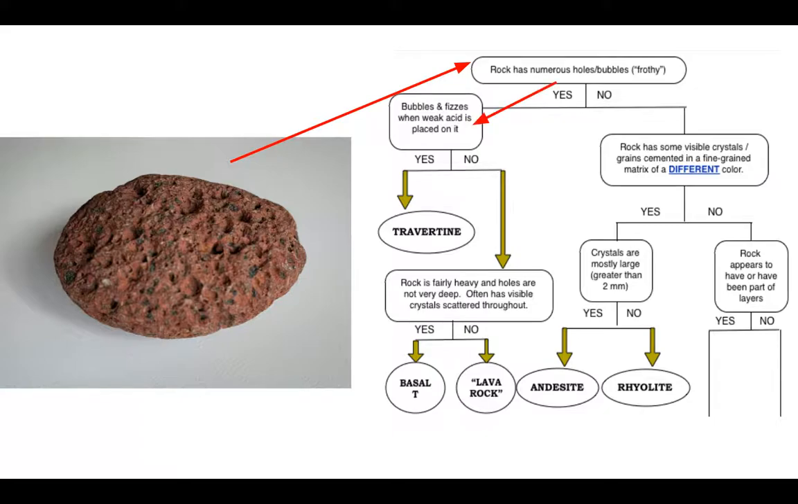It has lots of holes. It bubbles and fizzes when a weak acid is placed on it. We don't have access to the acid that is in the classroom, but at home you could just use vinegar, and that acts as an acid that could react with it. Well, in this case, it does not react with a weak acid. So we say no and go down to the rock is fairly heavy and holes are not very deep. And that is true for this rock. And so the name of this rock is basalt.